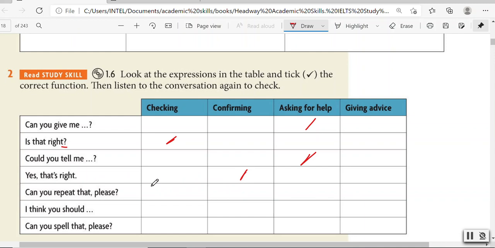Can you repeat that, please? This one belongs to which one? Belongs to checking. I think you should, of course, belongs to giving advice. And the last one, can you spell that, please? According to that conversation, this one belongs to checking and also to asking for help.